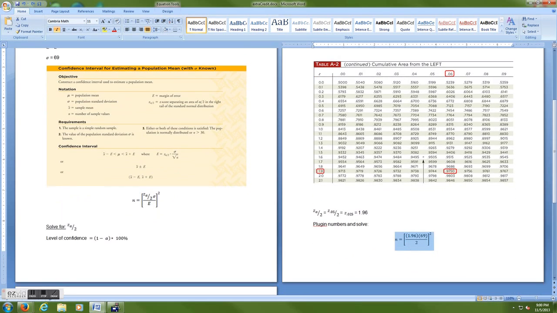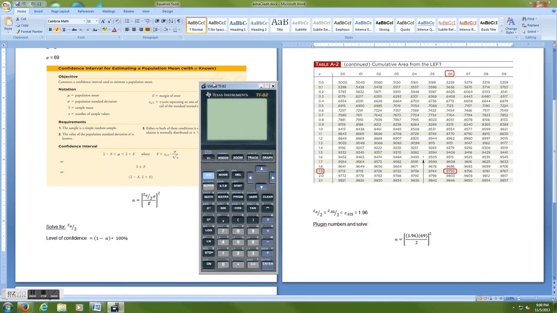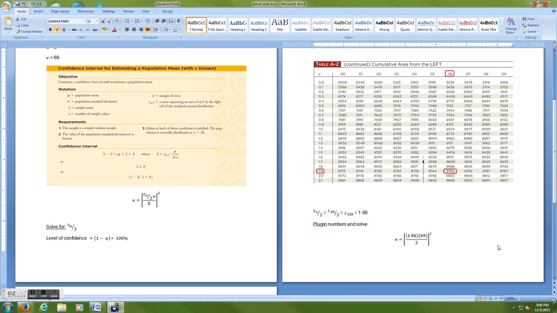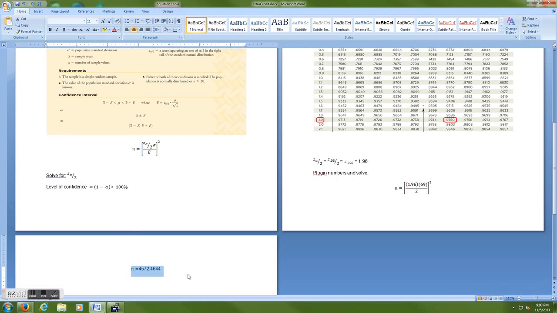To solve for this equation, I've used an emulator for a TI-82 calculator. There's various freeware online available for you that you can research and download at your discretion. From our calculation, we can see that n equals 4,572.4644. When solving for the number of sample values, it's common practice to round up.